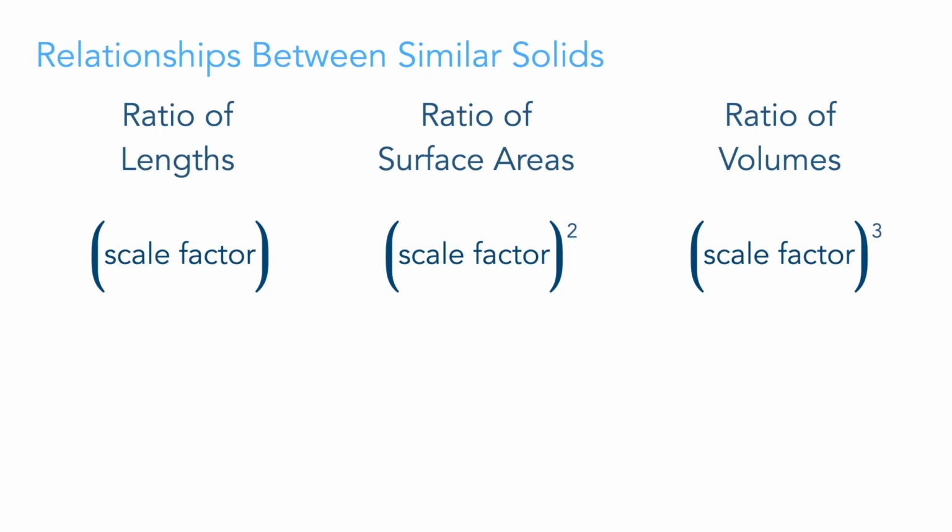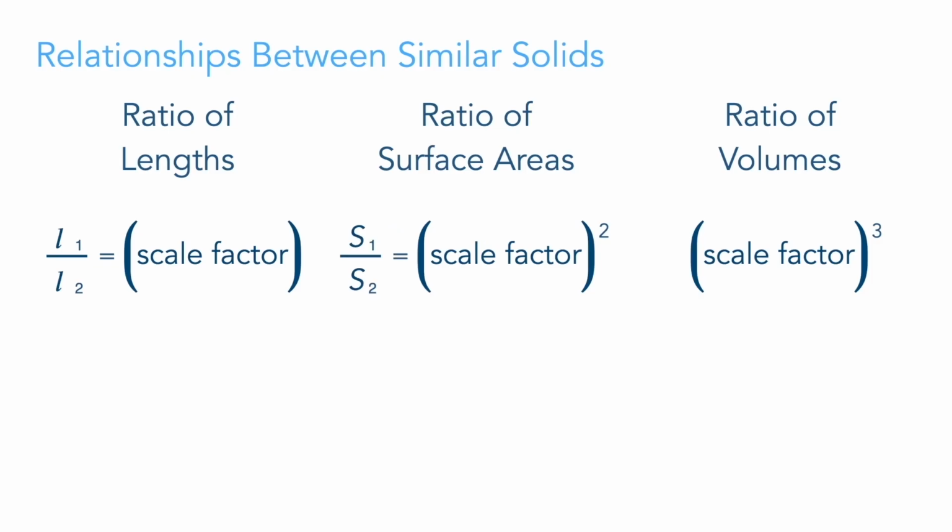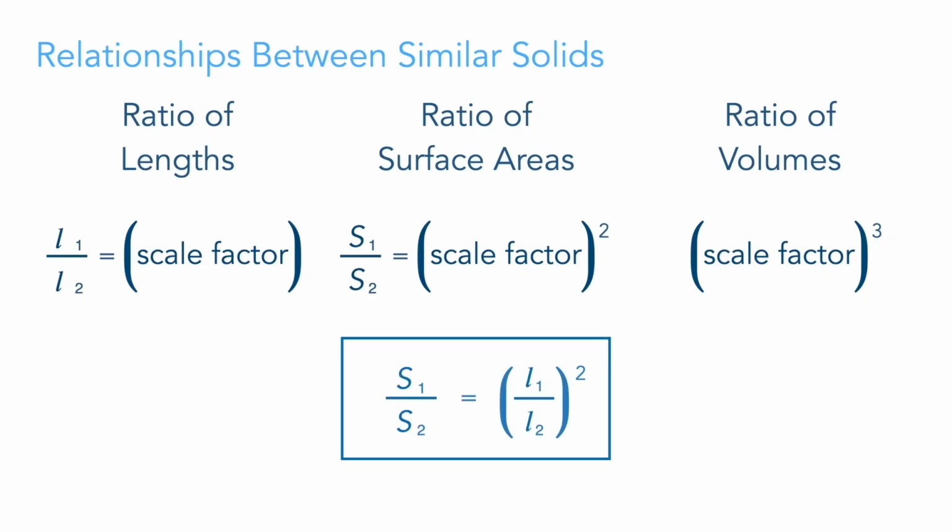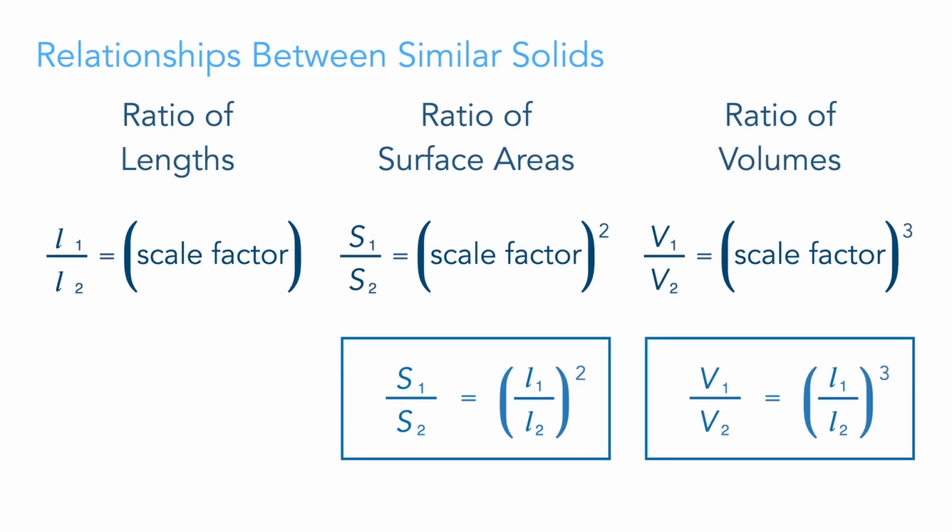We can write these relationships using equations. If we label our lengths L1 and L2, then the scale factor is the ratio L1 divided by L2. If we label the surface areas S1 and S2, the ratio S1 over S2 is equal to the scale factor squared, or (L1 over L2) squared. And the ratio of our volumes, V1 over V2, is equal to the scale factor cubed, or (L1 over L2) cubed. In summary, the ratio between the surface areas is equal to the square of the ratio between the lengths. Similarly, the ratio between the volumes is equal to the cube of the ratio between the lengths.